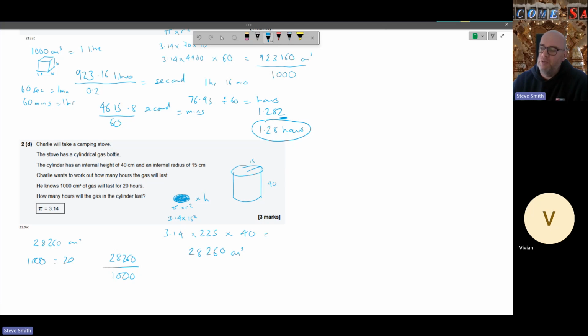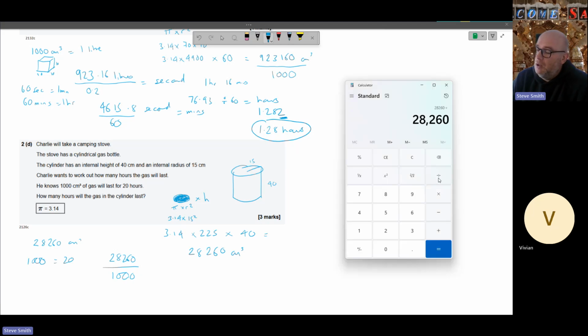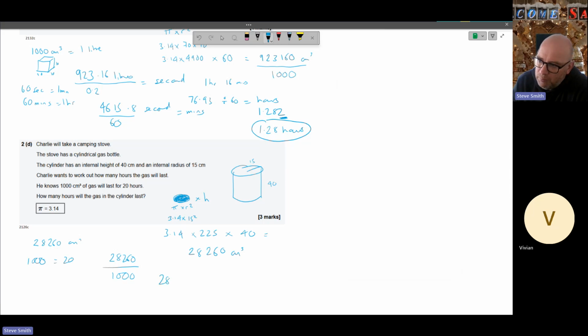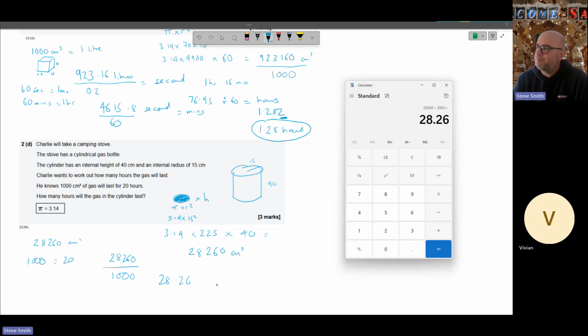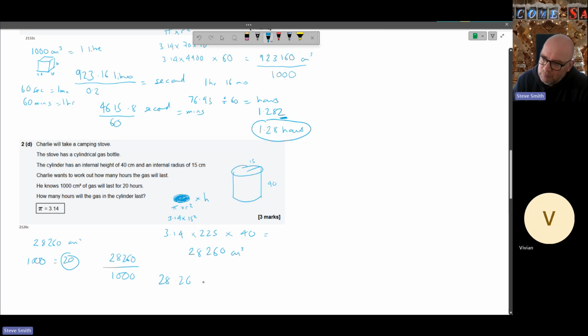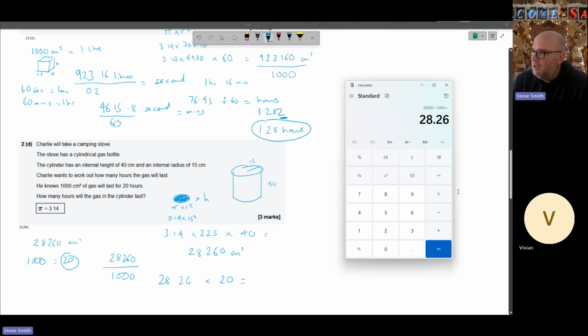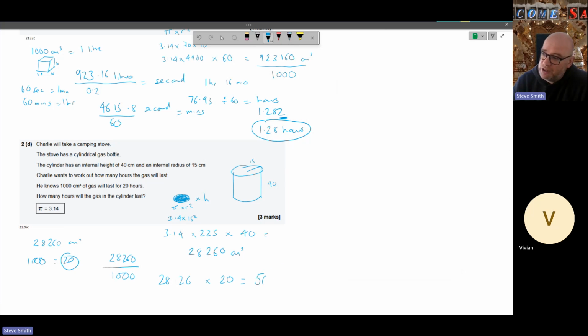So we're going to divide it by 1,000. We've got it on our calculator, so let's just do it while we're here rather than do the 3 decimal places to the left. So we can see that it's going to last 28.26, I think it said, of this amount, 20 hours. So times by 20 equals the total number of hours that it's going to last. We can see it's asking you in hours, not in days. So we can see it's going to last 565 hours, 0.2.